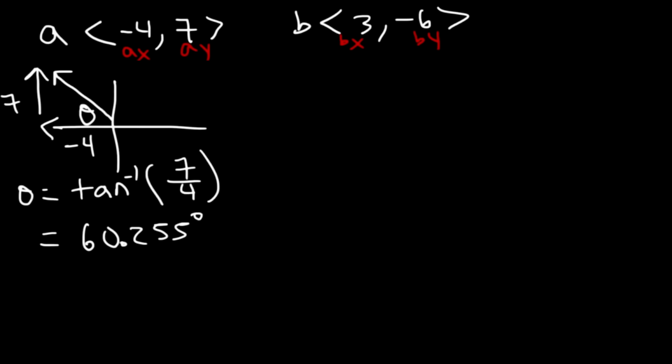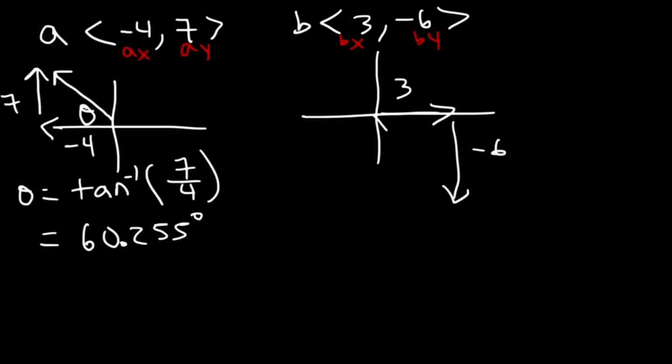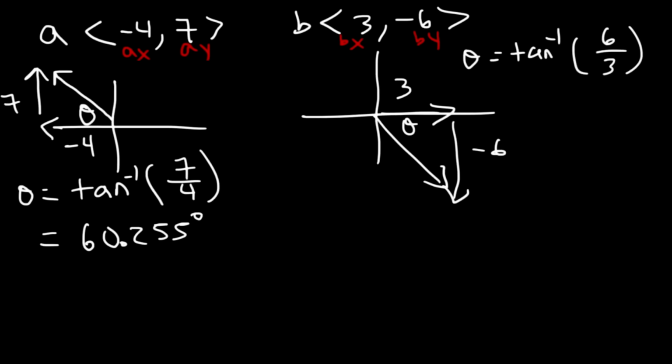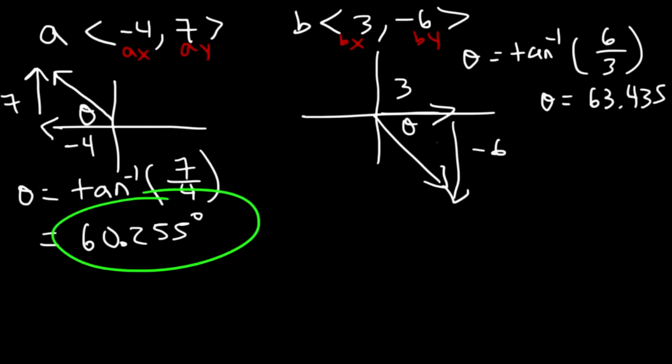Now let's move on to the other vector, the vector B. We can see that x is positive, y is negative, and so it's in quadrant 4. So to find the angle, it's going to be arctangent y divided by x, 6 over 3, ignoring the negative sign. So the angle is 63.435. So notice that we can't just add these two values, because it won't give us the answer.